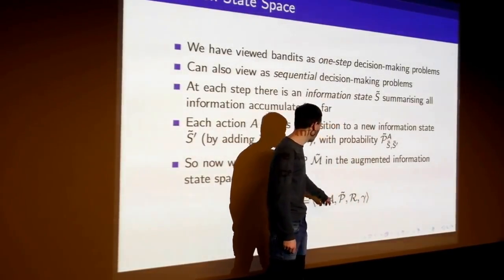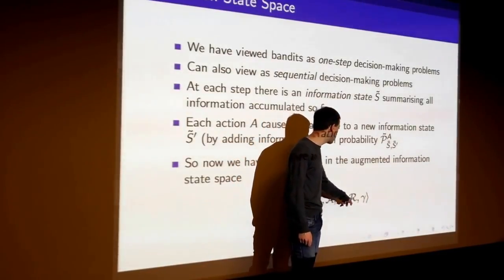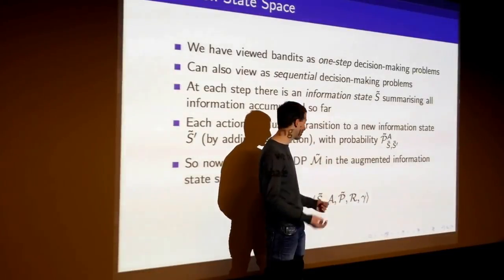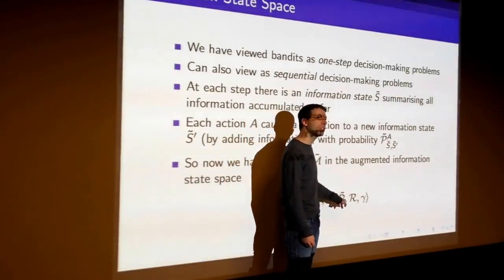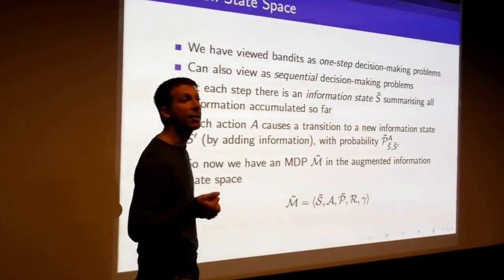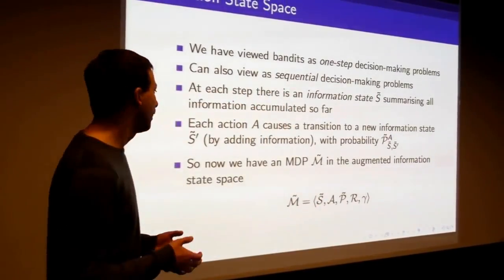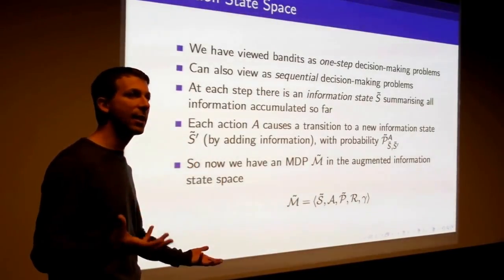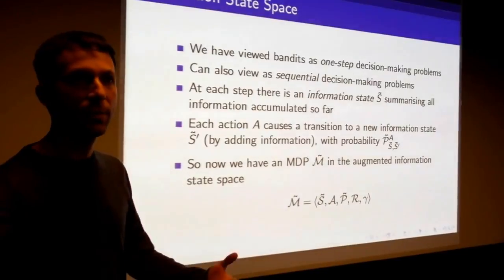So we've augmented our original bandit problem, which was A and R, to make an MDP out of this thing that takes us from information state to information state as we traverse this bandit, as we try different things. This is a very large MDP. This tells us about all the different possible information states we could be in as we start to explore this bandit.